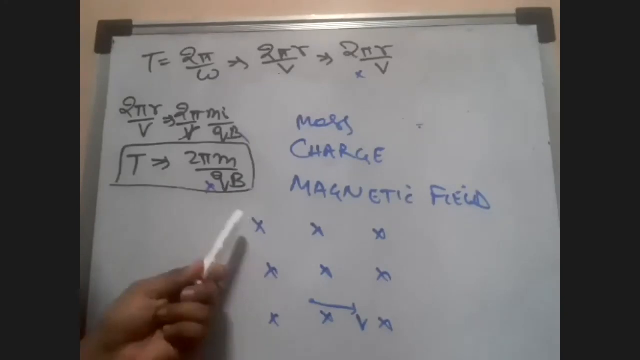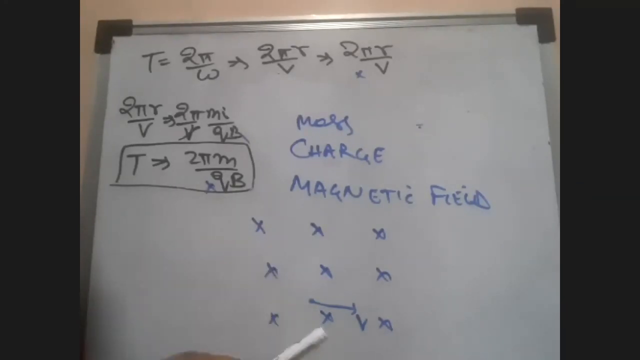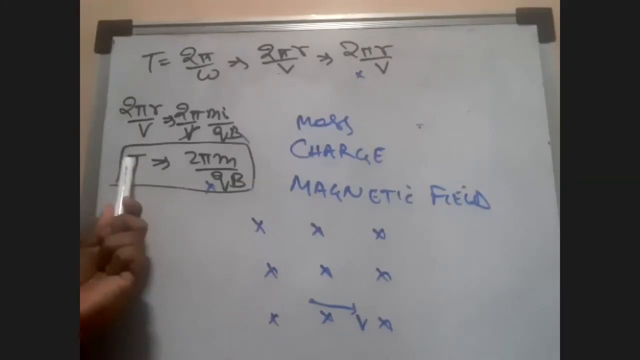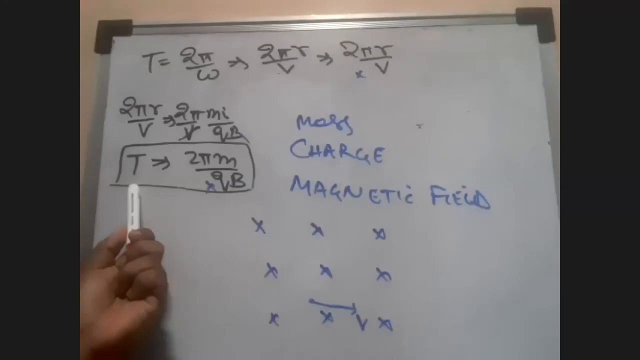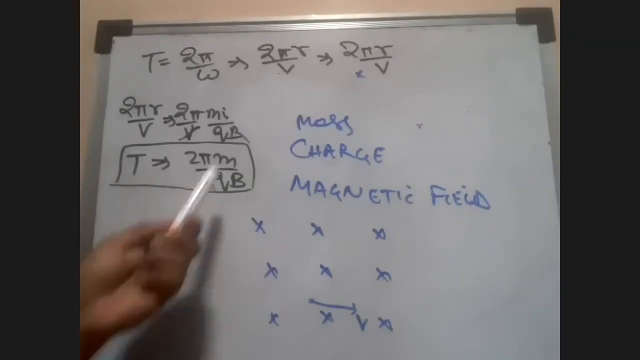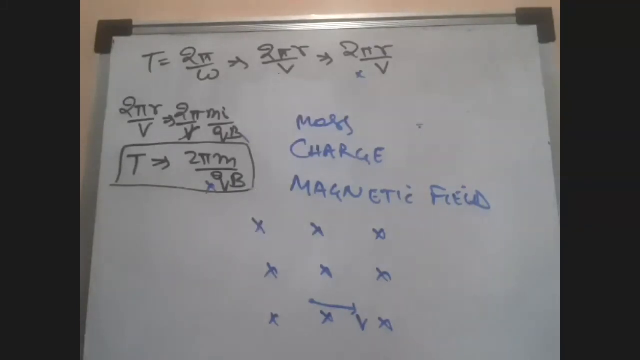The magnetic field will make sure that your time period remains the same. The time period depends upon the mass and the charge and the magnetic field only. So this is important. It's a concept, students. We will see this in cyclotron. When we study cyclotron, we will see what is the meaning of this.